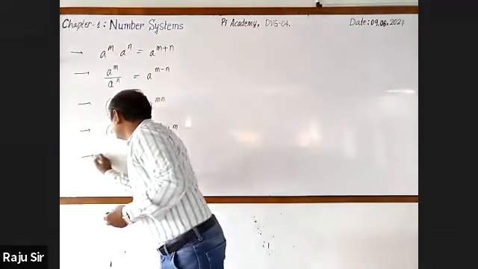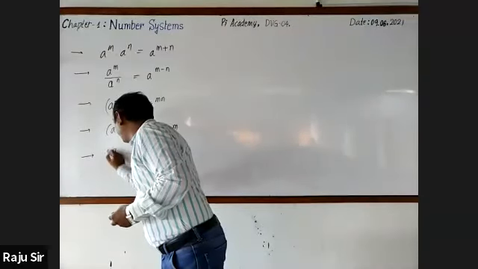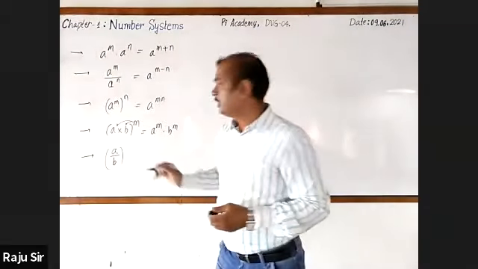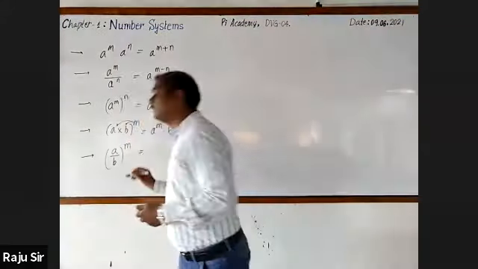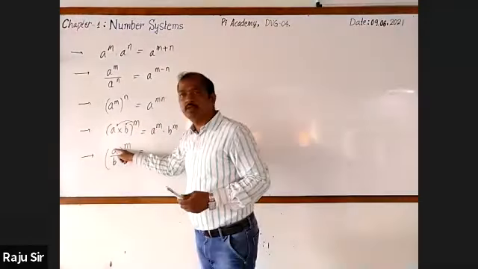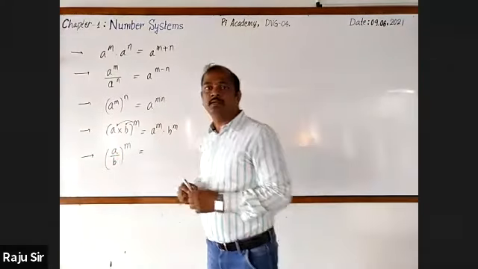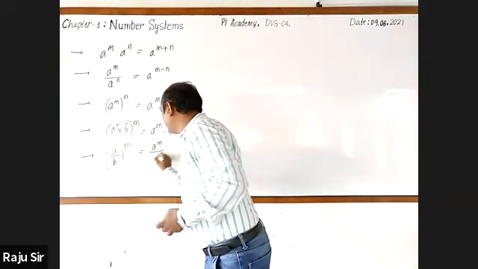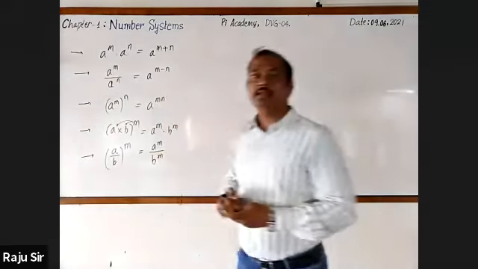Next, a by b, different bases in quotient form, then whole raised to the power m. Here also, we apply the power to the numerator as well as the denominator. It can be written as a raised to the power m by b raised to the power m.